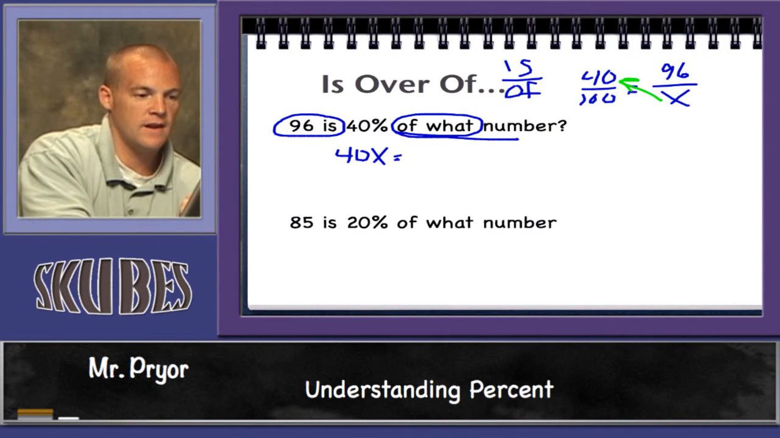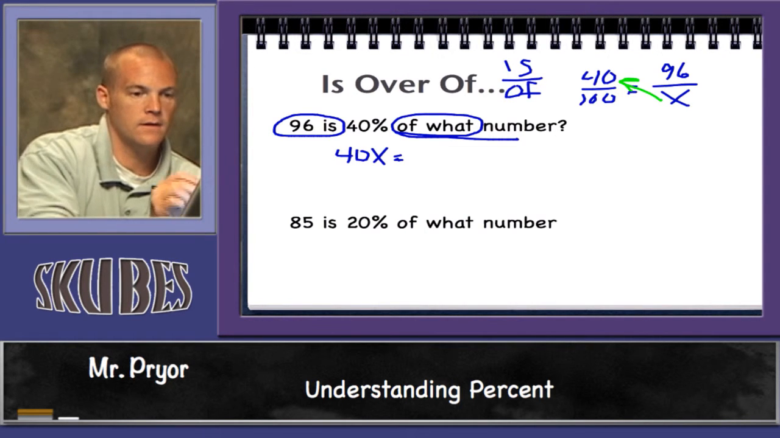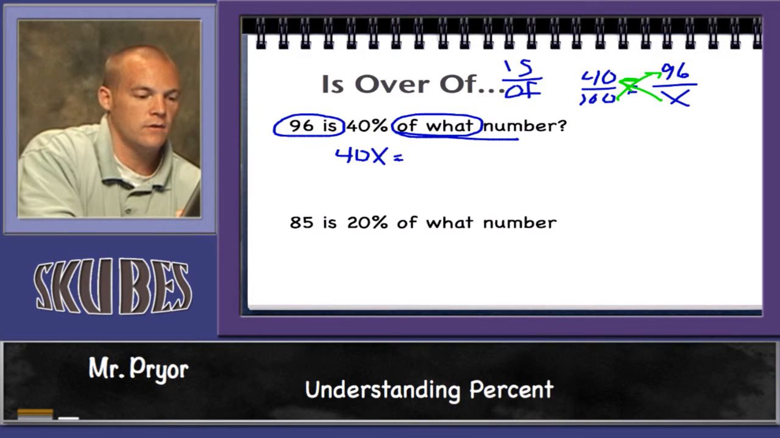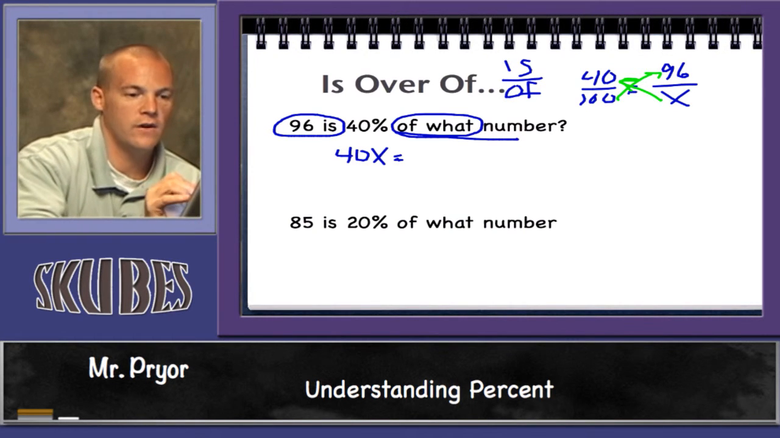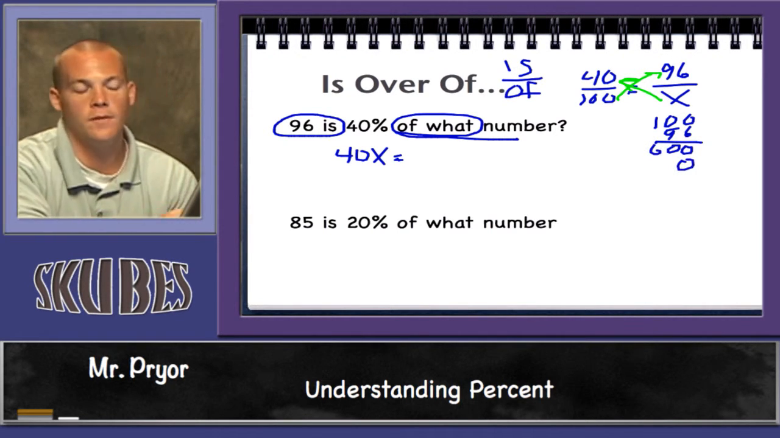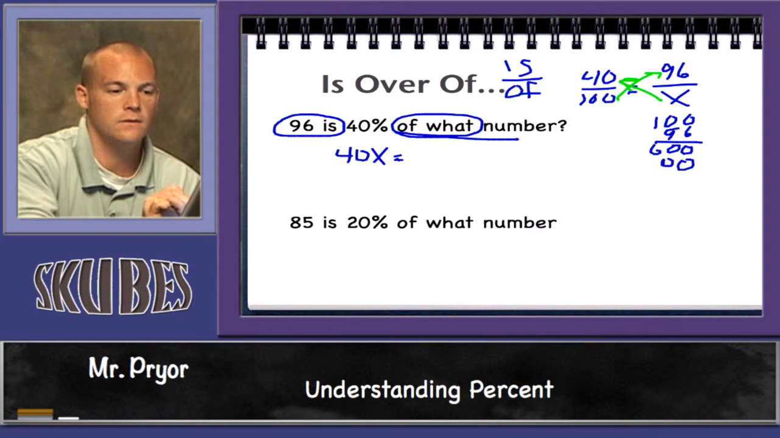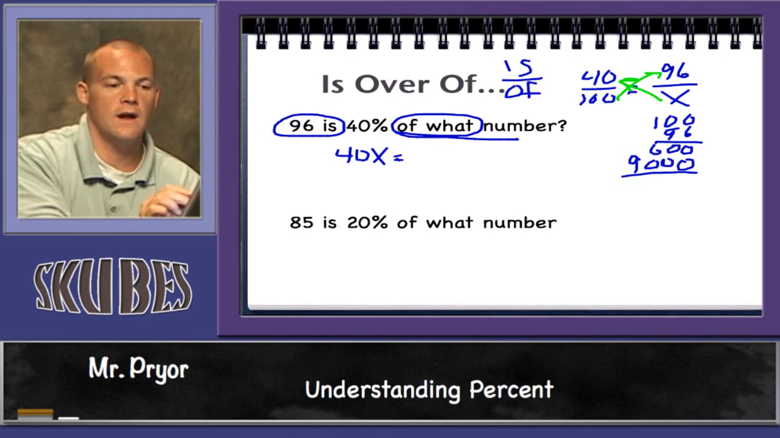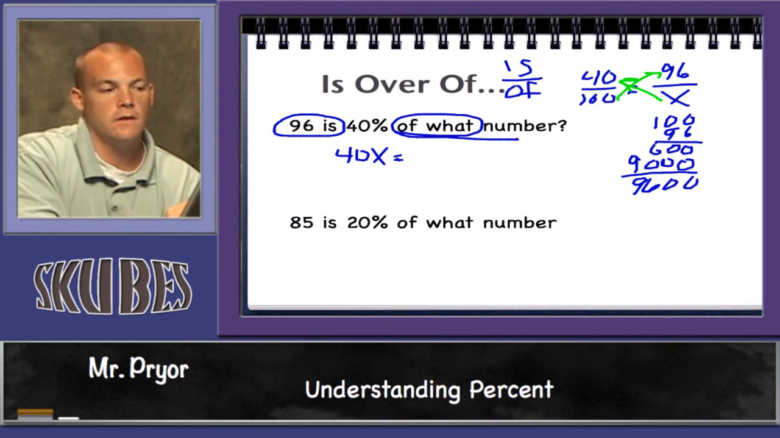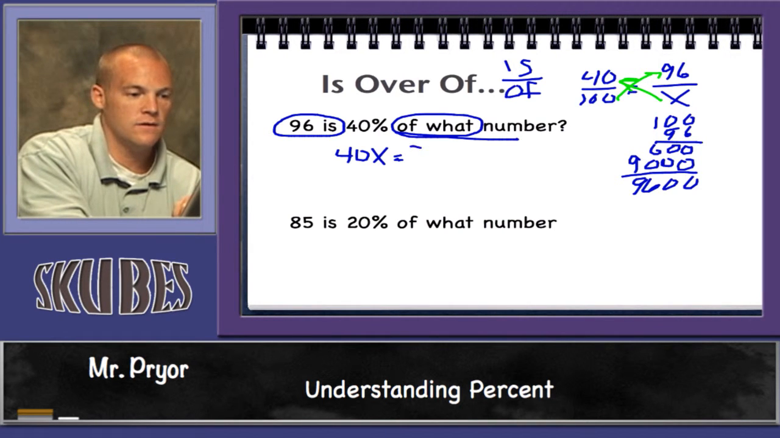And then the same thing to the other side, 100 times 96. So off to the side there, you'll have to do a little scratch math. 100 times 96, 6, 0, 0, 9. Hold the place, and then you'll have 0, 0, 9. All right, and then we'll add those up and you get 9,600. So 40x will be equal to 9,600.